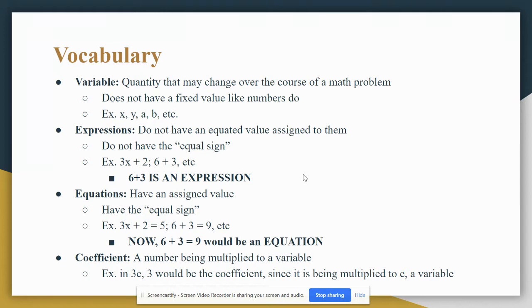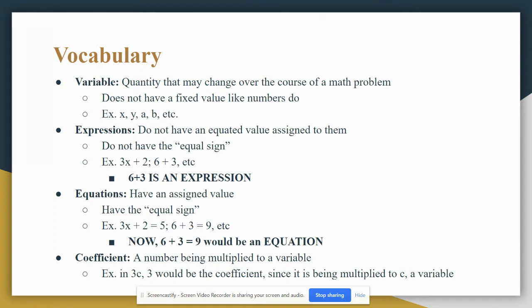Expressions do not have equated values assigned to them. In other words, they don't have the equal sign. Some examples are 3x plus 2, 6 plus 3, etc. Now 6 plus 3 is an expression because it does not have the equal sign, therefore it's not being told as to what it's equal to.